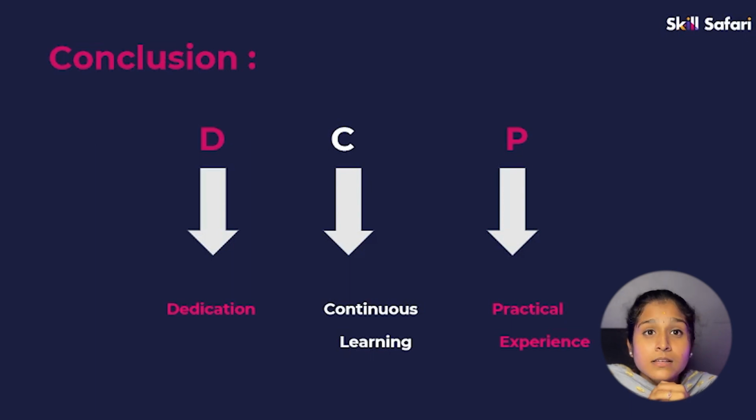So with this DCP, you can become the best full stack web developer. We came to a conclusion now, right? To become a best full stack web developer, we should follow the DCP rule. What is the DCP rule? D is dedication, C is continuous learning, and P is practical experience. With persistence and continuous work, we will surely become a best full stack web developer.